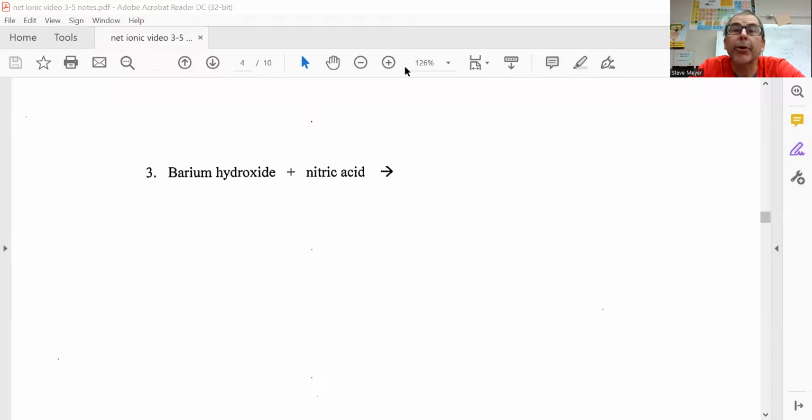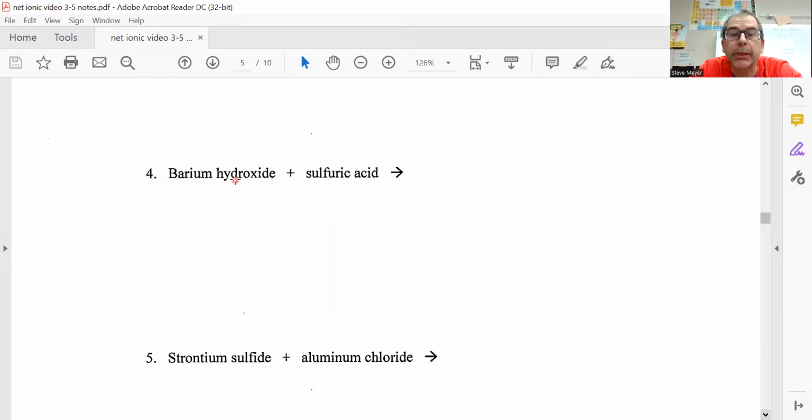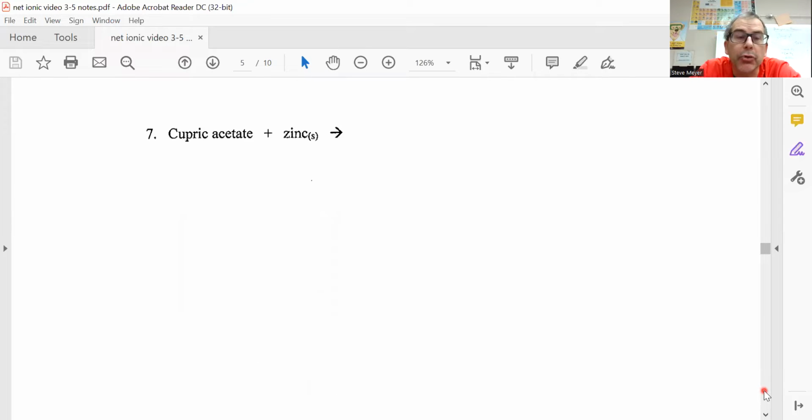Neutralizations of acids and bases for the net ionic equation lab. Okay, here we go. If I look at question number 3, it talks about barium hydroxide, which hydroxides typically indicate an OH, which is a base, and then it says nitric acid. And if I look at question number 4, I get barium hydroxide, which is a base, and sulfuric acid. So both of these are acid-base reactions, and there's a little trick to these.